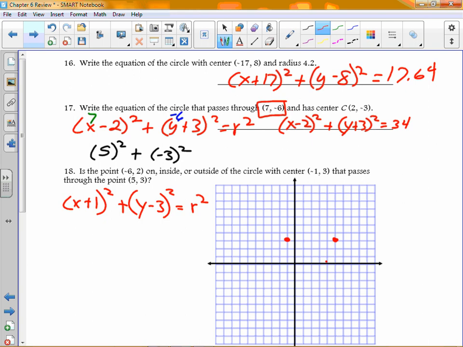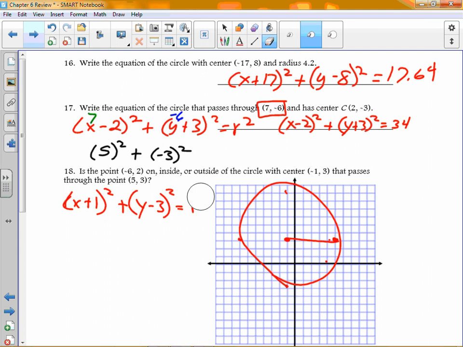So the radius, guys, all you've got to do is count. 1, 2, 3, 4, 5, 6. Up 6. Down 6. Okay. It goes through the point (5, 3). So just by counting, 5 plus 1 is 6. 6 squared is 36. 3 minus 3 is 0. So I find out (x plus 1) squared plus (y minus 3) squared equals 36.